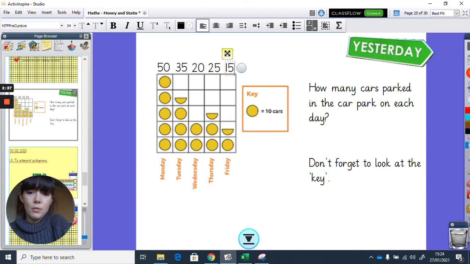So there we have it. We've got however many cars were parked on each day. Well done if you got that right. It's a bit difficult, and I didn't actually give you much help with that one. I sort of thought, I wonder if they could do it by themselves. And I'm sure you could. So really well done if you got that right.